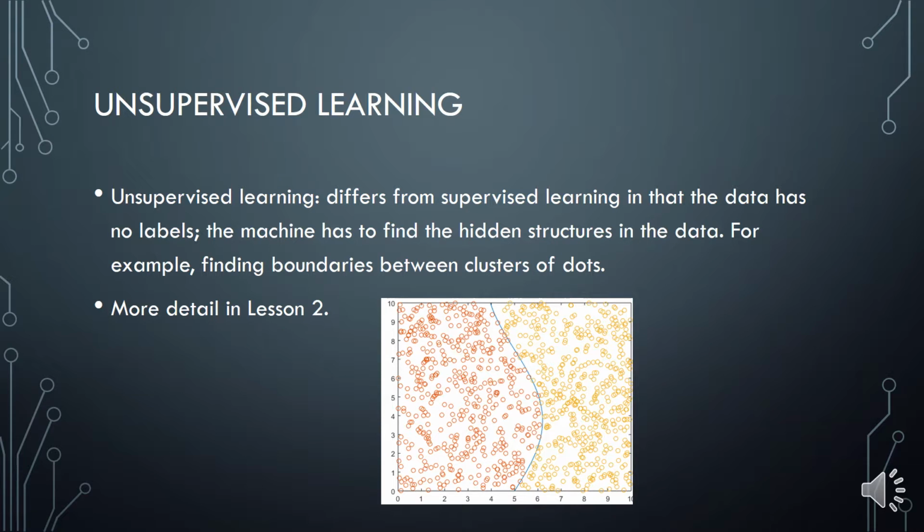Another interesting example is to find the boundary between these two clusters based on their colors. So find the boundary between all the red circles and the yellow circles. There are several methods for this. Very famous one would be the k nearest neighbors. Again, we will go into details in later classes.